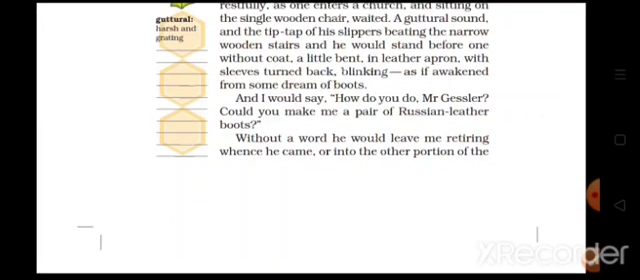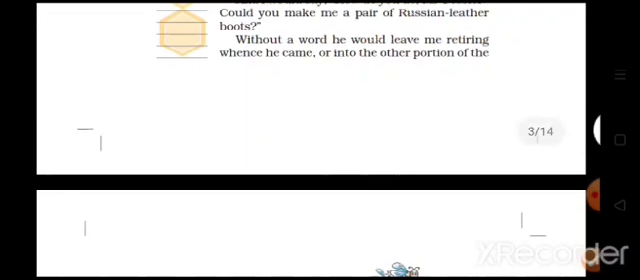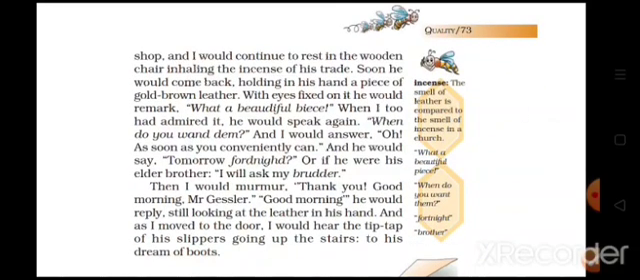And I would say, "How do you do, Mr. Jessler? Could you make me a pair of Russian leather boots?" Without a word, he would leave me, retiring whence he came, into the other portion of the shop. And I would continue to rest in the wooden chair, inhaling the essence of the trade. Soon he would come back, holding in his hand a piece of golden brown leather, with eyes fixed on it, and remark, "What a beautiful piece." When I too had admired it, he would speak again, "When do you want them?" And I would answer, "Oh, as soon as you conveniently can." And he would say, "Tomorrow fortnight."